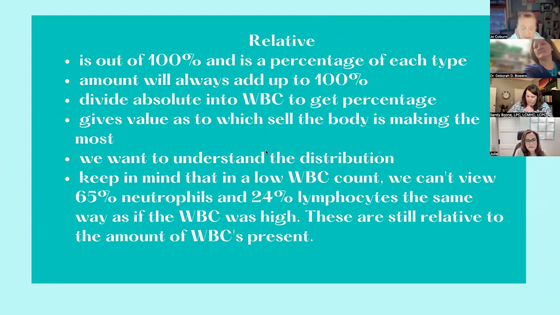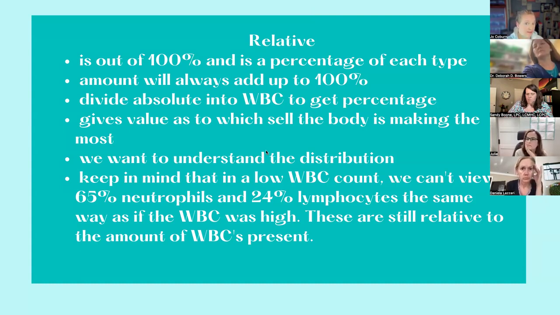But you have to keep in mind when you're looking at a low white blood cell count, you can't view a distribution of 65% neutrophils and 24% lymphocytes the same way as if the white blood cell count was high, because they're still relative to the total. Okay, you might not fully understand that, but do you guys comprehend that there is a difference?